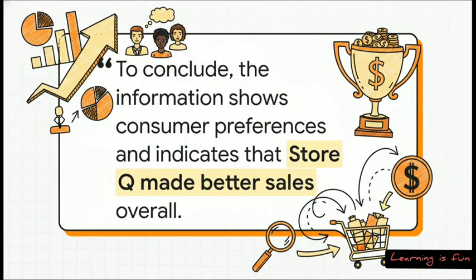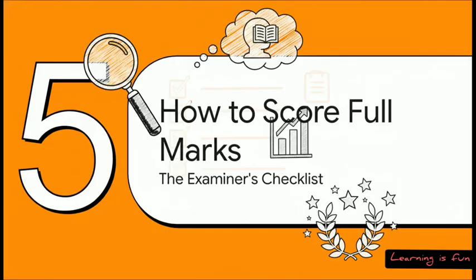And to wrap it all up, the conclusion. We just summarize the main takeaway. What's the big picture here? Well, it's that different customers like different items, but the single most important finding is that store Q was the overall winner. It's a nice, neat summary that doesn't add any new facts or opinions. Job done.